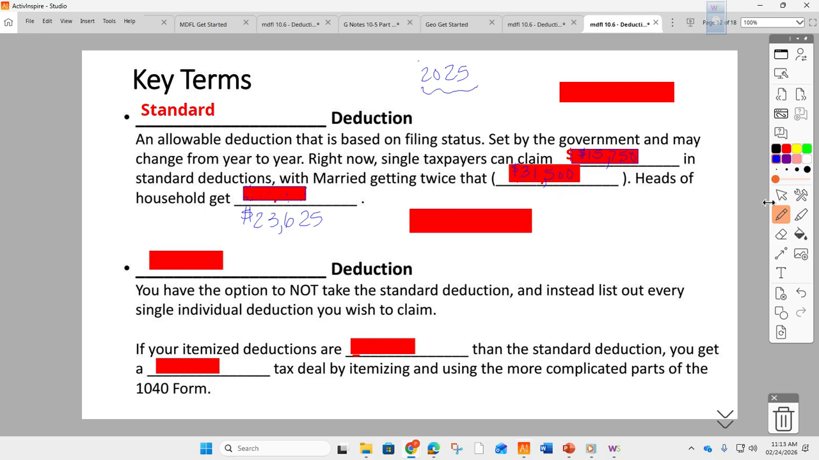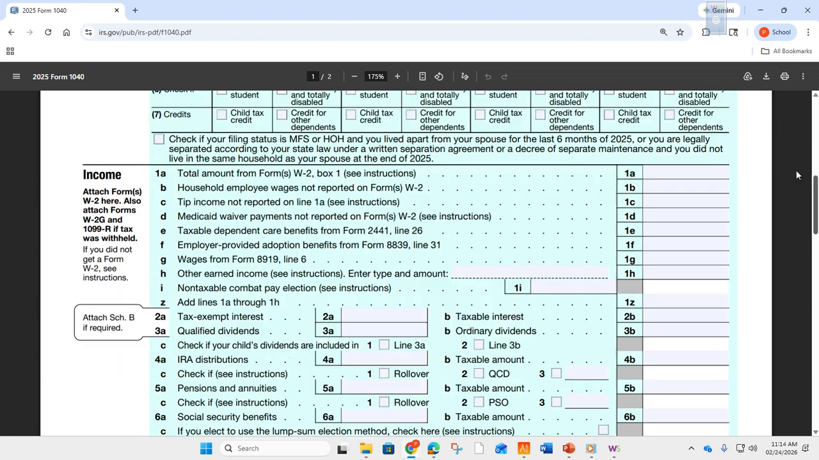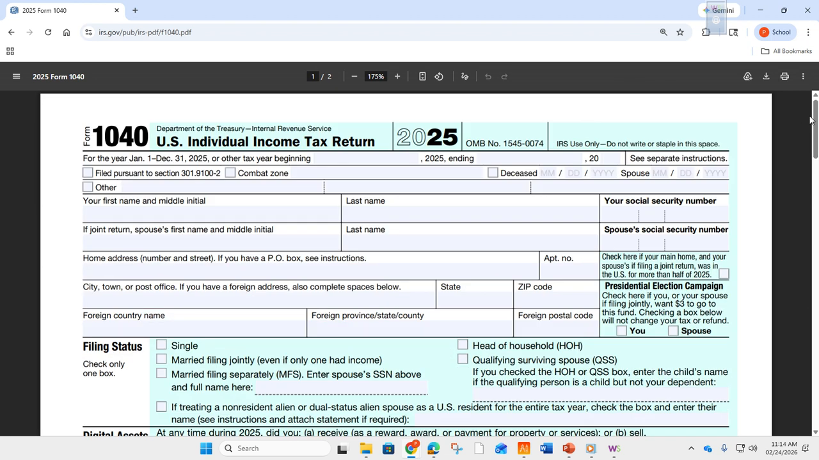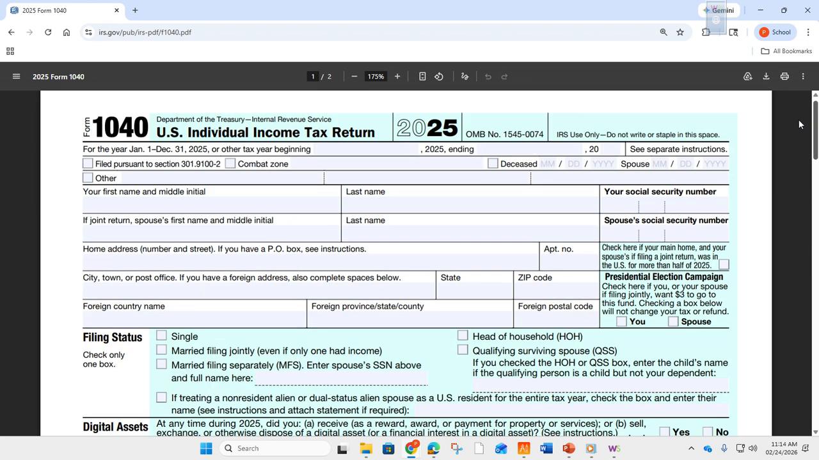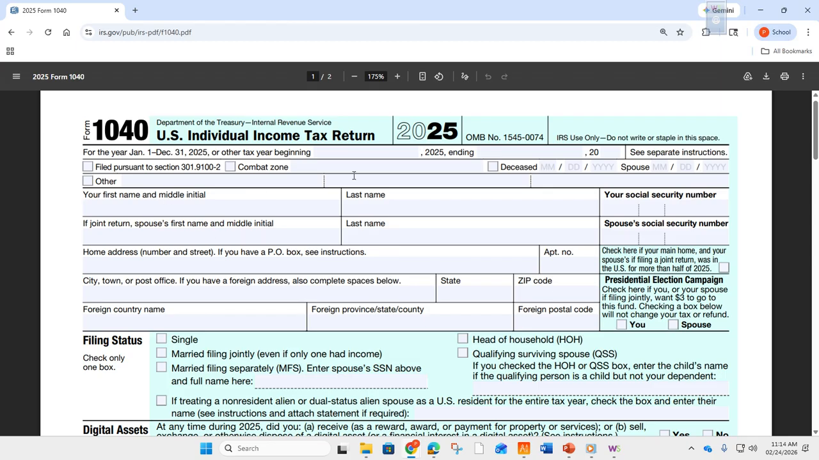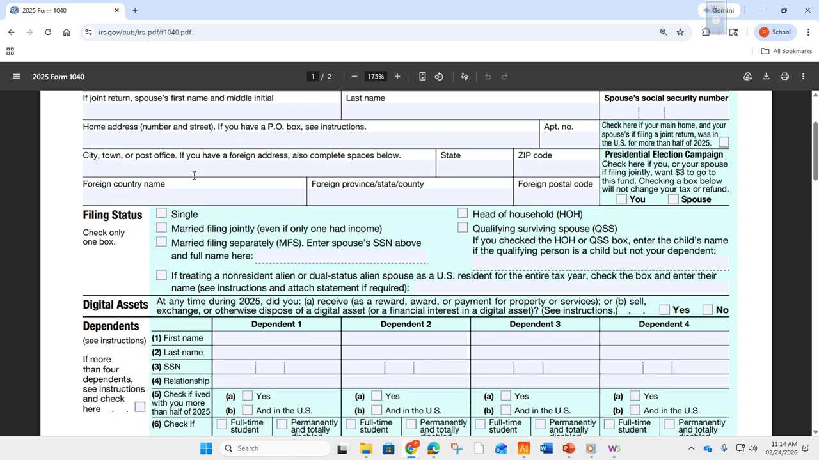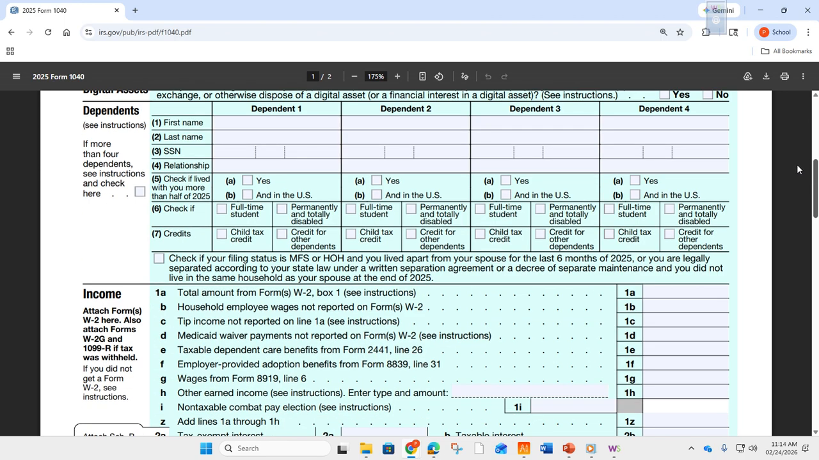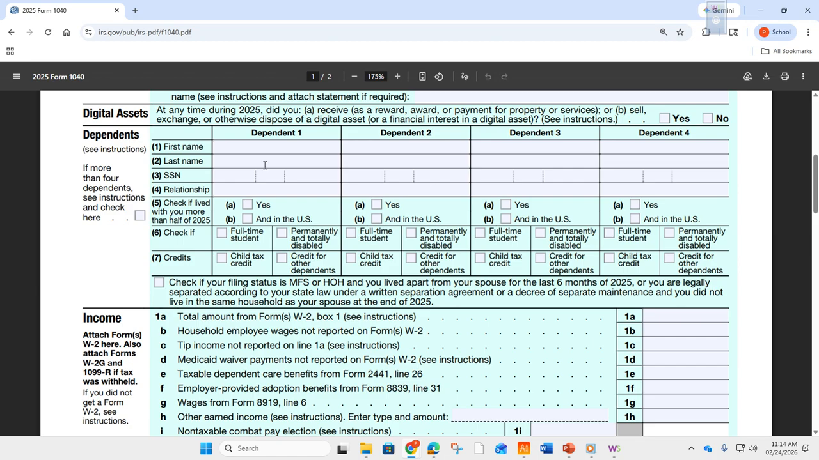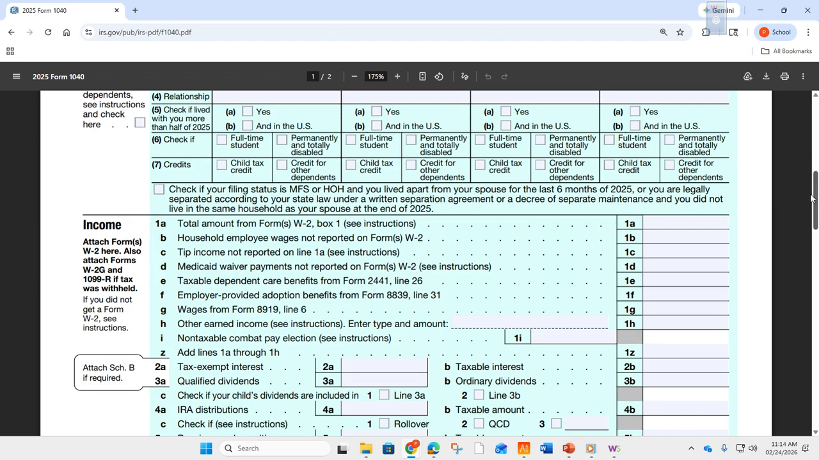Now, let's go ahead and look here. So this is our 1040 form. Everybody uses this same form. This is our information, so the government, the IRS, knows who's filing their taxes. This is our filing status, so they know that as well. More information. Most of you aren't going to have any dependents or digital assets. And then we start here with our income.